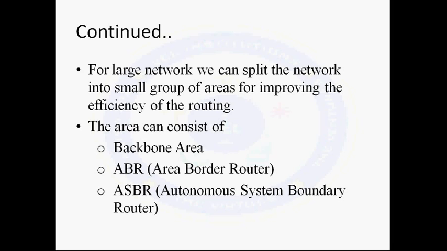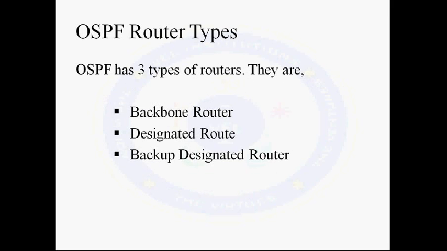The area consists of the backbone area, the area border router, that is ABR, and the autonomous system boundary router, that is ASBR. OSPF router types. OSPF has three types of routers: backbone router, designated router, and backup designated router.